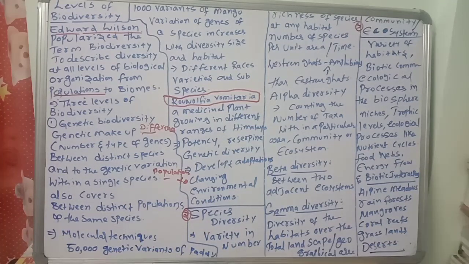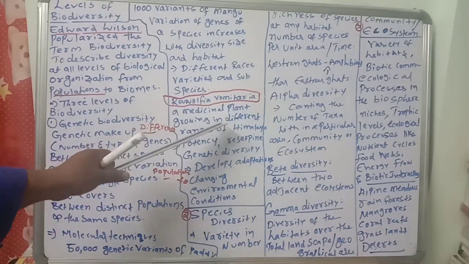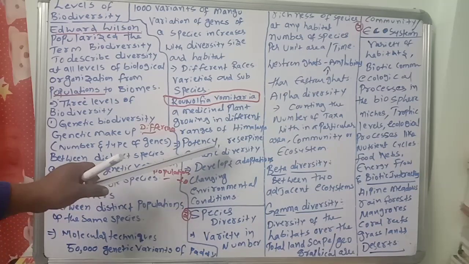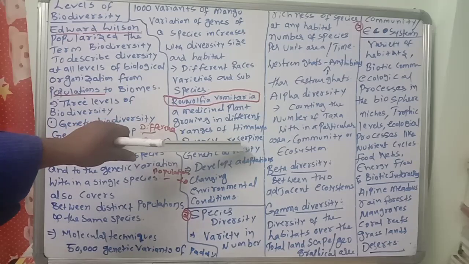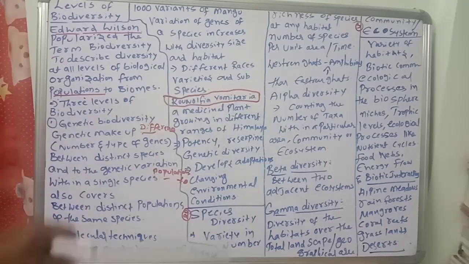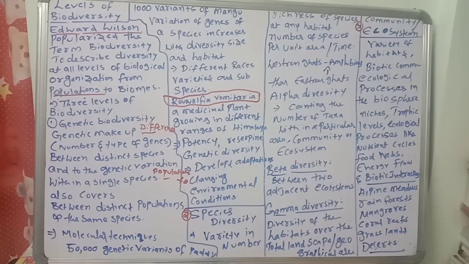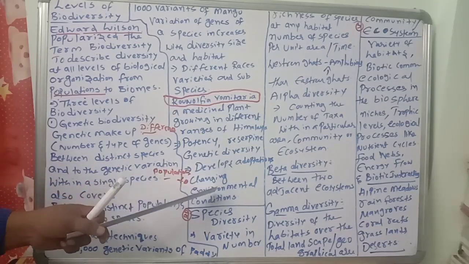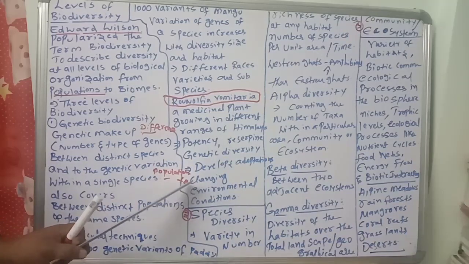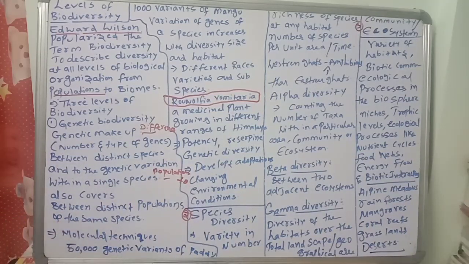This point you should have to very important. Rauwolfia vomitoria, a medicinal plant growing in different ranges of Himalayas. The variation in the Rauwolfia potency and the active ingredient reserpine will vary in Rauwolfia vomitoria plants of different ranges. Now, the genetic diversity is helpful for what? It develops adaptation to changing environmental conditions. That is important.